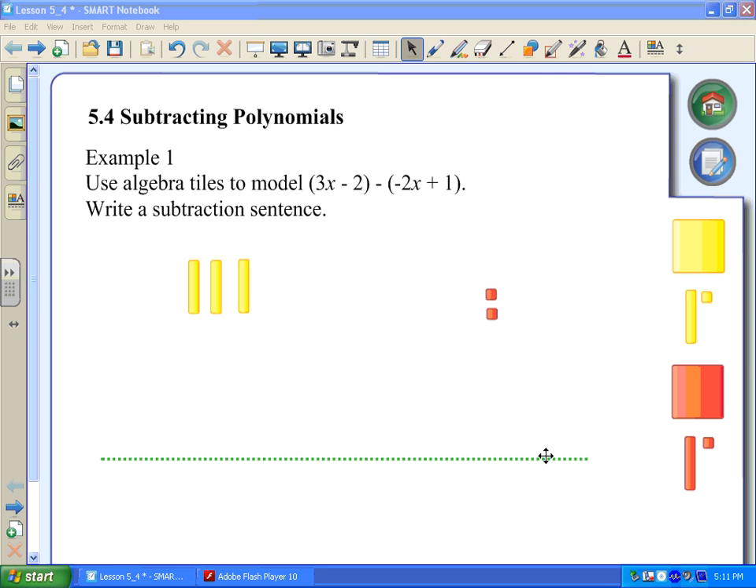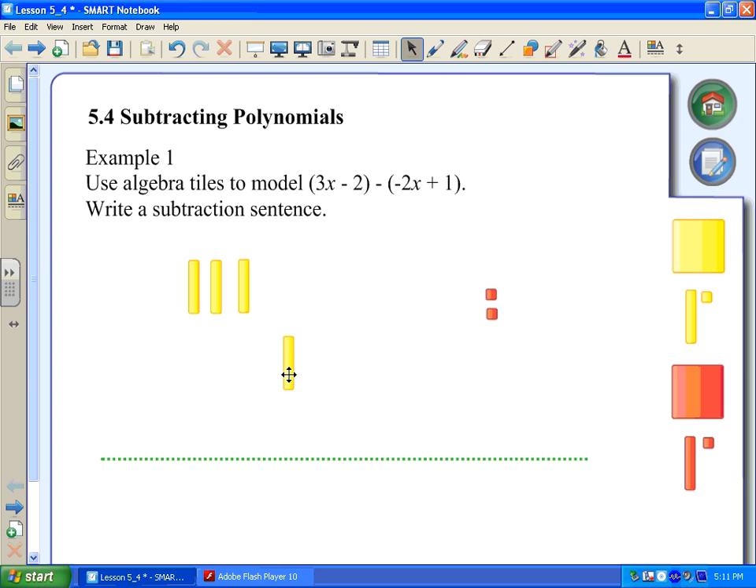We have 3x minus 2, so I've modeled that, and I want to take away from that negative 2x plus 1. Now the problem is, when I look here, you've got the 3x minus 2, and I want you to give to me a negative 2x plus 1. And when you give it to me, we'll put it under that green line. Now the problem is you don't have any negative x tiles to give me. But if we use 0 pairs, we can get some.